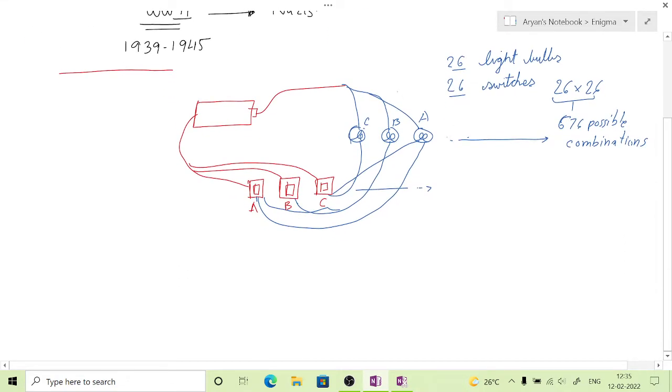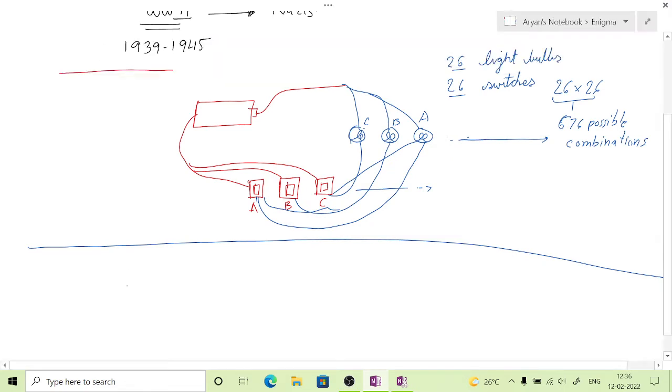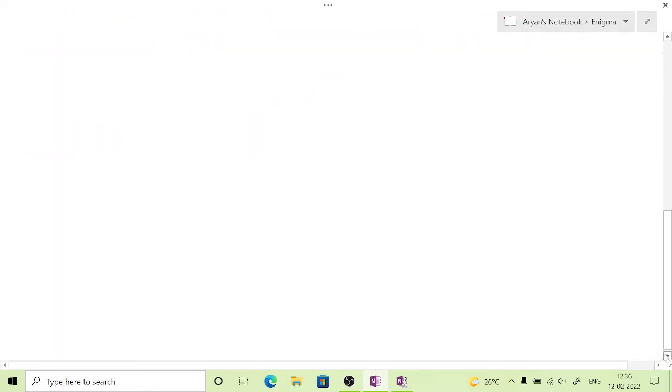In such a case where you have so many switches and so many light bulbs, and scrambling can do this much of a job, it actually becomes very difficult for them. To increase the difficulty and the secrecy level of their messages, what the Enigma machine did was, first of all, you can say it was not much more than a small suitcase size. And let's scroll up.